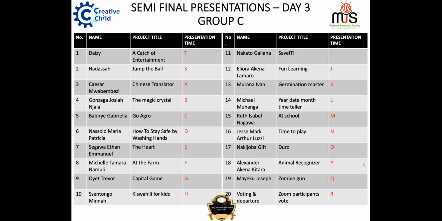Someone is asking what vote is I. I is Nakato Galiana. Vote once. If you vote twice, your vote will be invalid. I see Kakoma, please just go ahead and unmute if you want to speak.